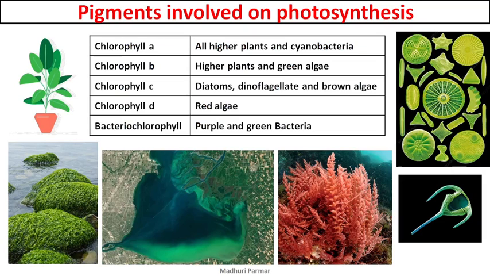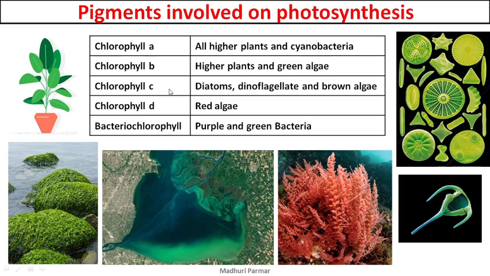This is the list of all the chlorophylls or the photosynthetic pigments that are involved in photosynthesis. You have chlorophyll A, which is found in all higher plants and cyanobacteria. Chlorophyll A is ubiquitous, that is, you find it everywhere. In every organism which is doing photosynthesis, chlorophyll A is present. Then comes chlorophyll B, which is present only in higher plants and green algae. It is not present in bacteria.